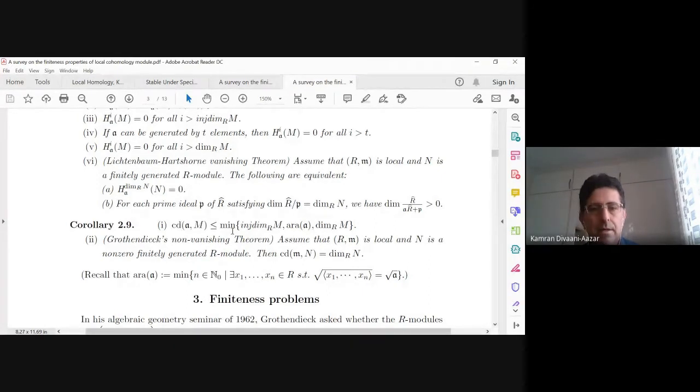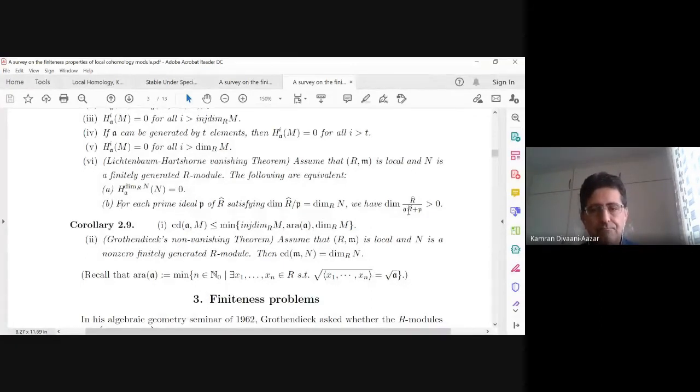Assume that R and M is a local ring and N is a non-zero finitely generated R module. Then cohomological dimension of M with respect to N is equal to dimension of N. Here, the condition B for ideal M instead of A can be readily satisfied.